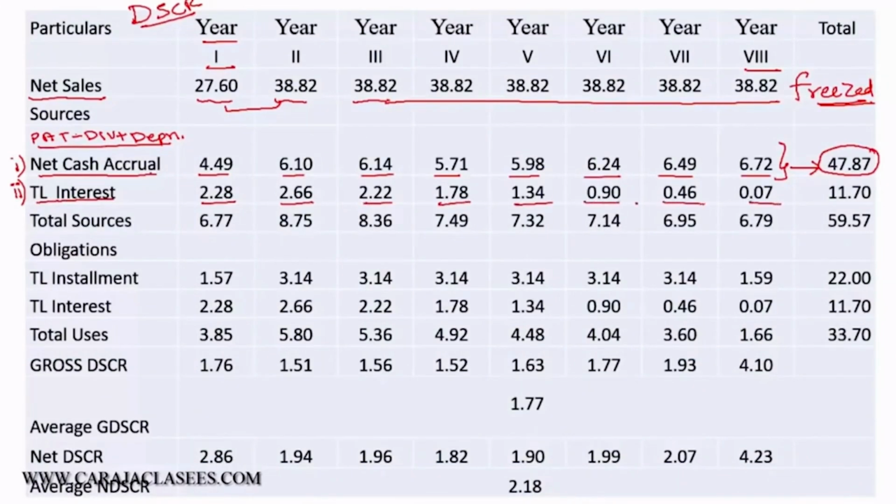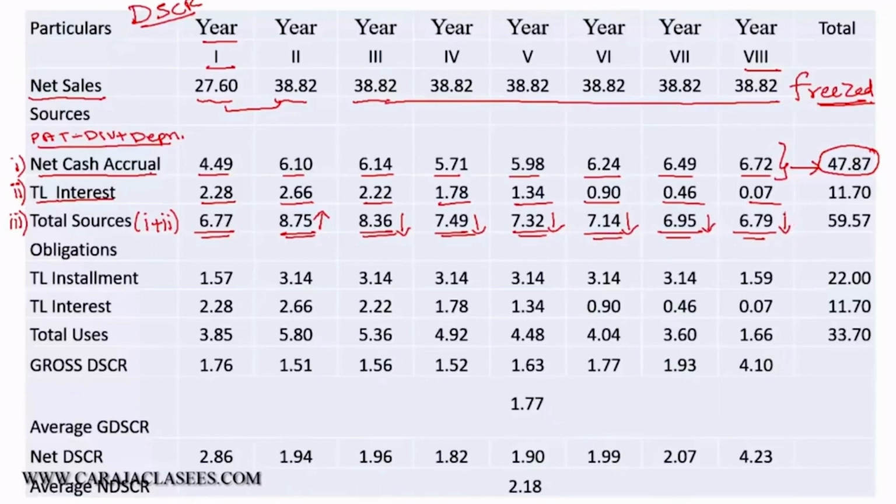Okay. Now these two are added. So total sources is nothing but item number 1 plus 2. So we have total sources. This is total source for year 1 to 8, and if you can notice, it shows some kind of a fluctuating level. Look at here, 6.77, it goes to 8.75, then it comes down every year. It comes down every year, and it is coming back almost to the same level like 6.79.